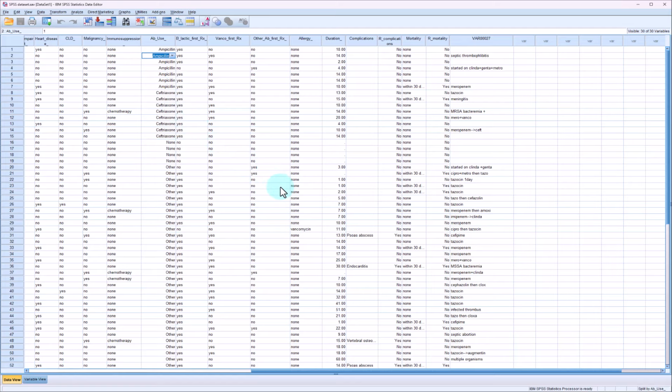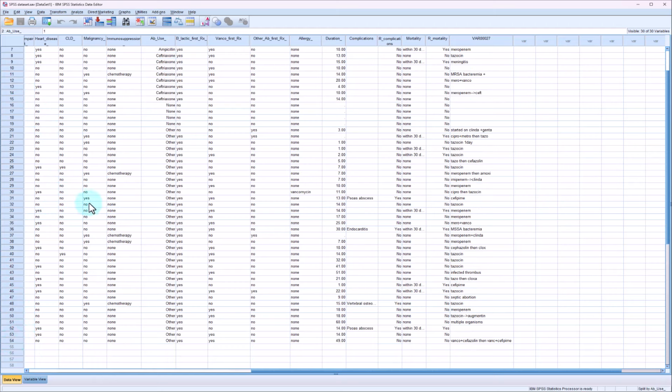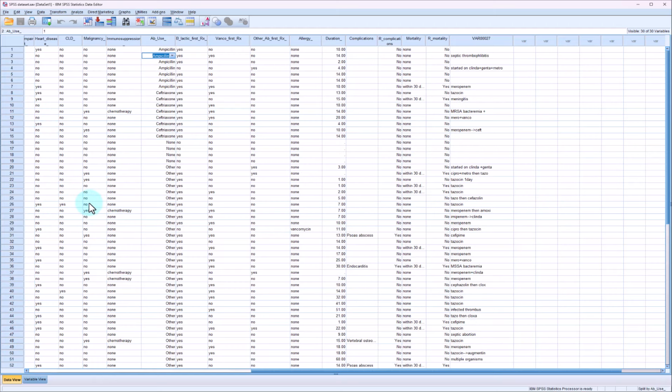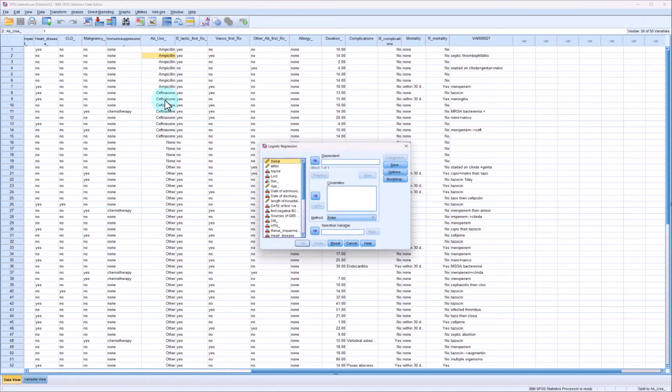So now if we want to find out the factors responsible for predicting mortality and complications, I think we can do a binary logistic regression analysis. But since we only have 54 cases, I don't believe that the logistic regression would provide us any valuable output. But still we would perform it. We would go to analyze, then regression, then binary logistic.